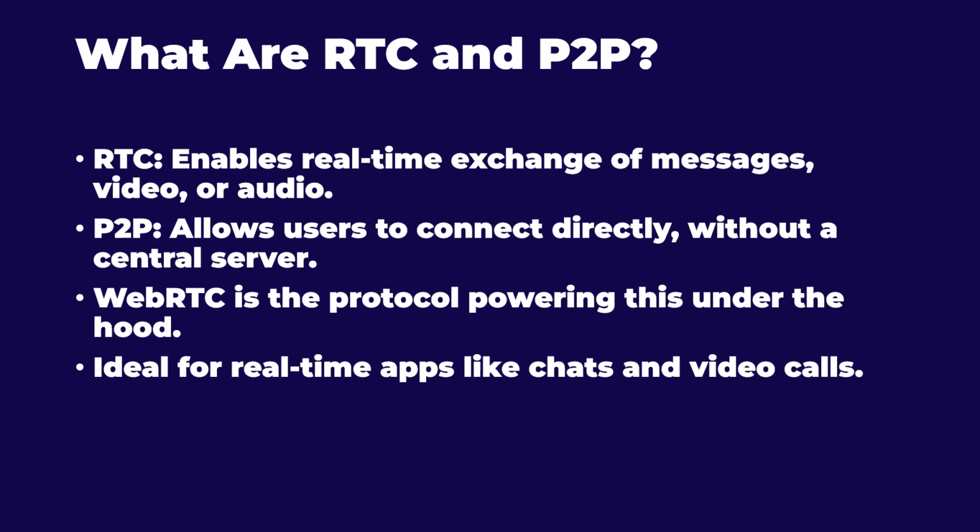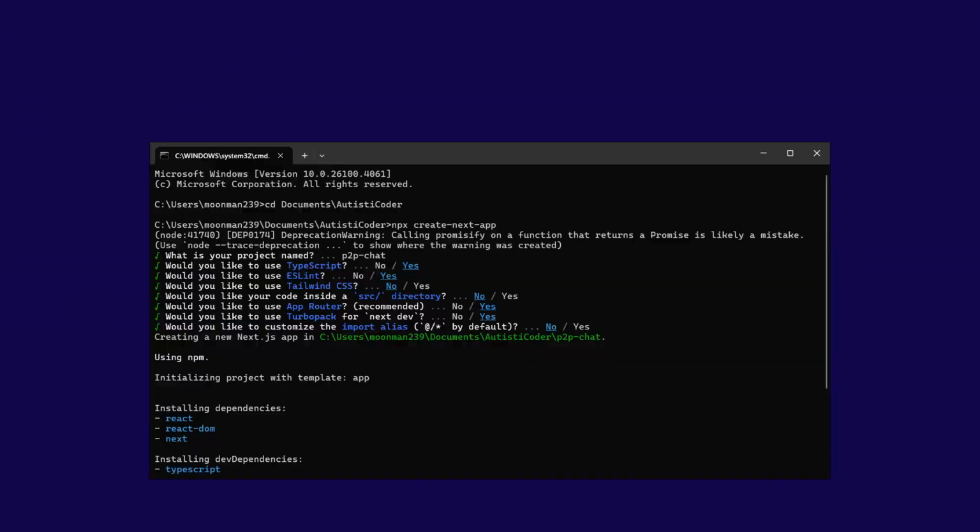Real-time communication, or RTC, lets apps send data immediately between users. P2P, or peer-to-peer, means each user connects directly to another user instead of relying on a server. We'll be using PeerJS, a wrapper for WebRTC, to keep things simple. To start, we'll create a Next.js project and install the PeerJS package.